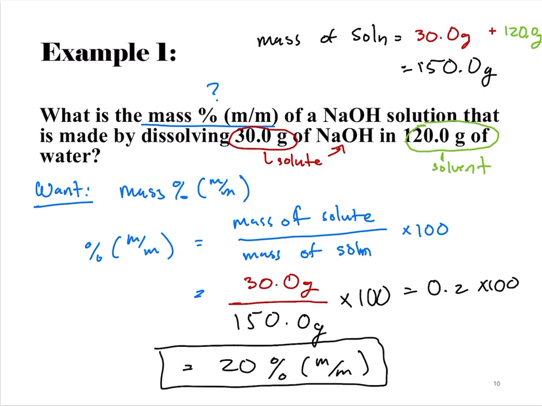All right, so the thing to be aware of here is that they give you the mass of the solvent and the mass of the solute. You just have to know that the mass of the solution is the addition of those two. And then you take the mass of the solute divided by the mass of the solution times 100, and that gives you the mass to mass concentration.